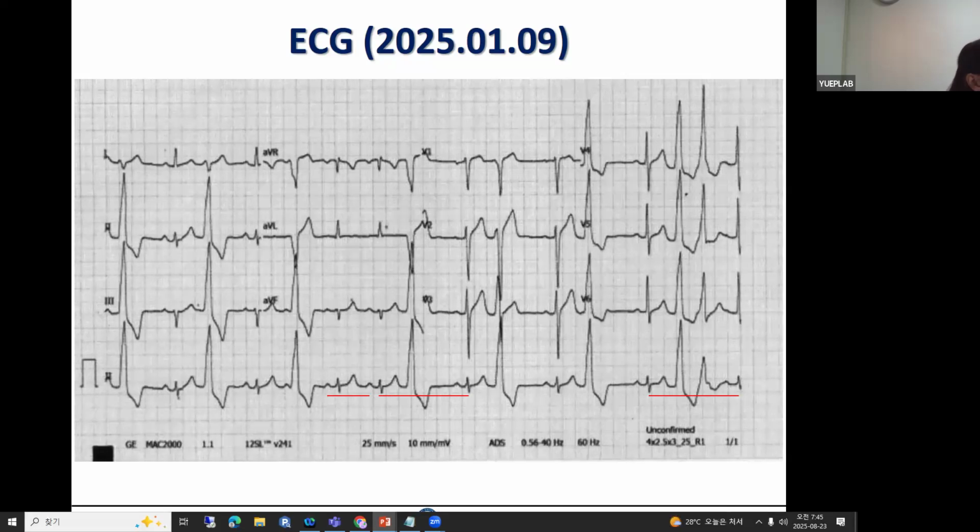When you look at V2, there's an R wave with a relatively long intrinsicoid deflection time. If you see this kind of QRS morphology, this ECG smells fishy. It may not be the typical outflow tract.